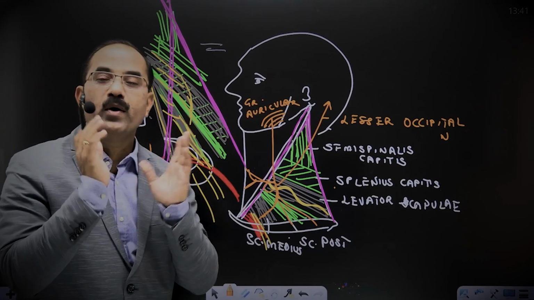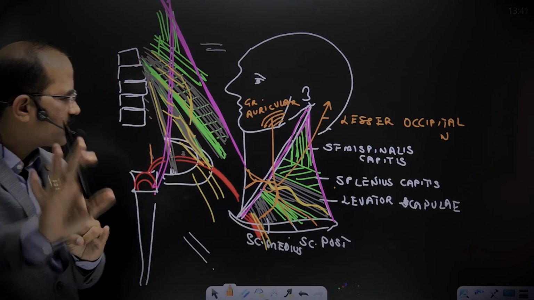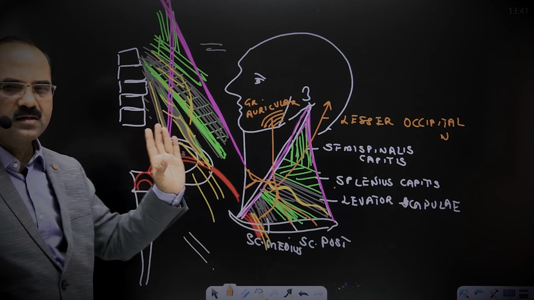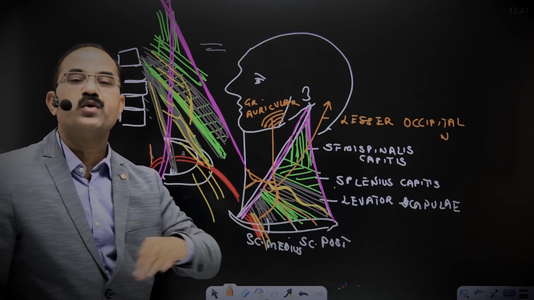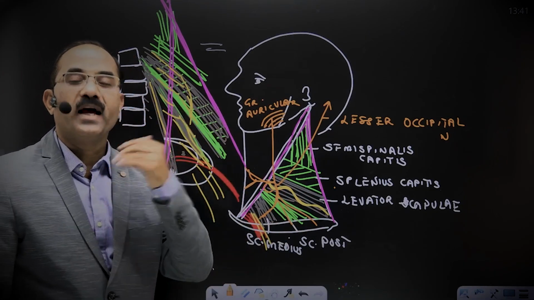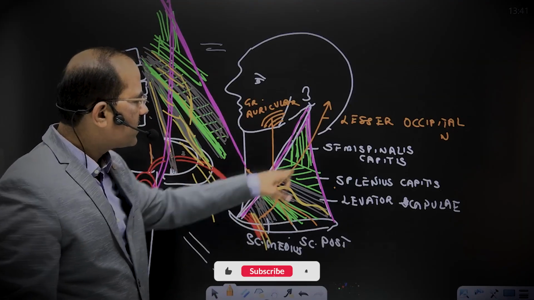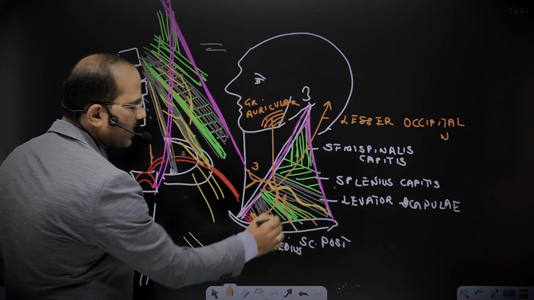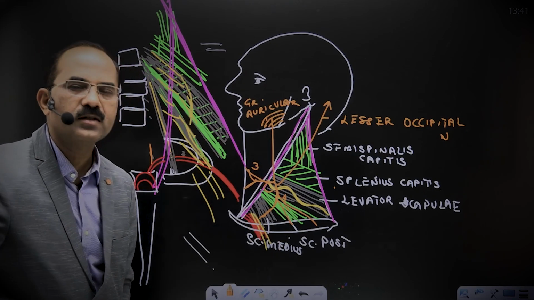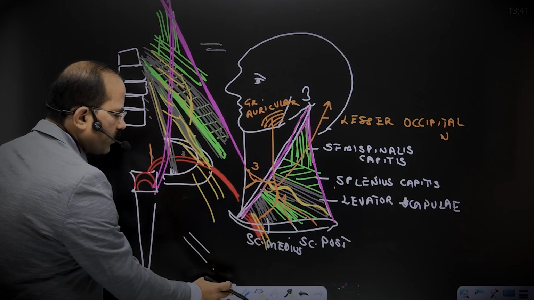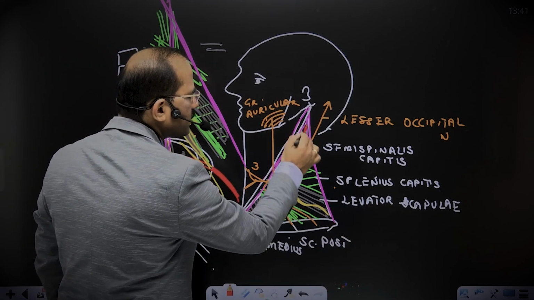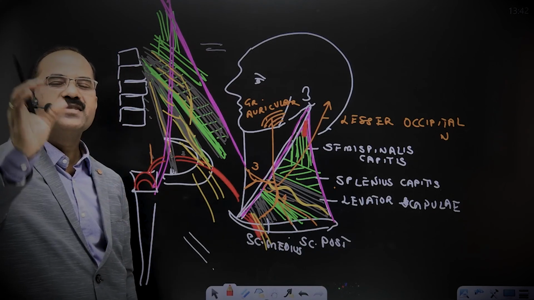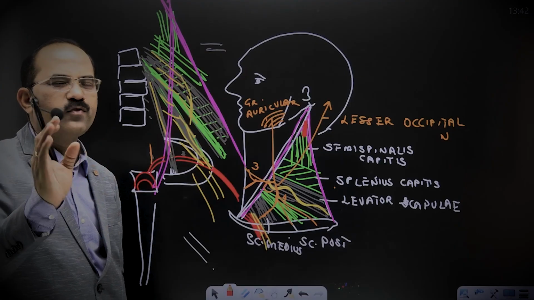So this becomes the contents of posterior triangle. One, subclavian artery is clear. Second is the brachial plexus. Third is the spinal accessory nerve which lies on the levator scapulae. Fourth are the branches of cervical plexus. In that, number 1 is the lesser occipital, number 2 is the greater auricular, number 3 is the transverse cervical cutaneous, and number 4 is the supraclavicular nerves. And the last content of posterior triangle is an artery which is seen here, a branch of external carotid. That's the occipital artery.